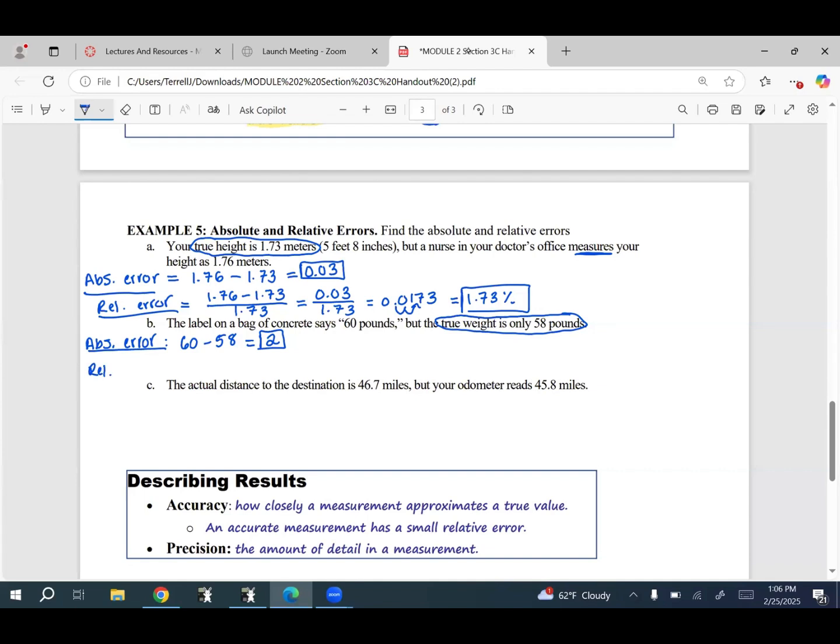Relative error formula is measured minus true divided by true. So that's 2 on top divided by 58. And if you do that on the calculator, you're going to get the decimal, right? So 2 divided by 58 is, you should get 0.034. And we want to make that a percentage. So we're going to move the decimal point 2 places to the right and add the percent sign.